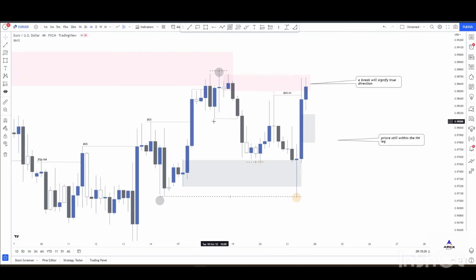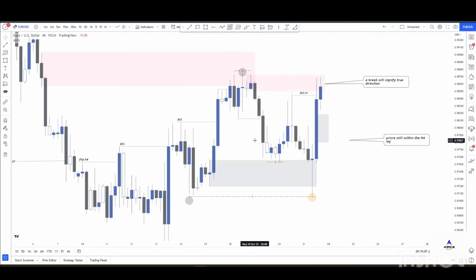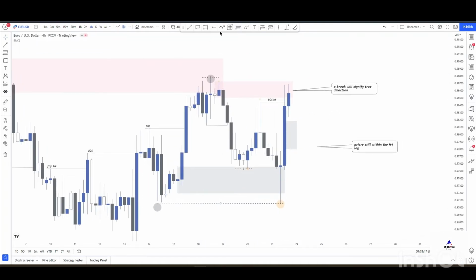This does not really mean we are completely bullish yet on the 4 hours time frame, because price is still within this H4 leg. I want to see price break out of this leg completely to know the direction to be trading to. So let's see, maybe we have something like this, pull back, then a continuation to the upside. That's really going to clarify what we are seeing here.